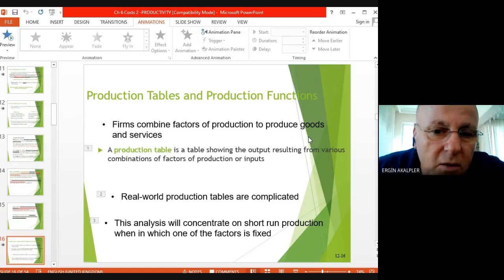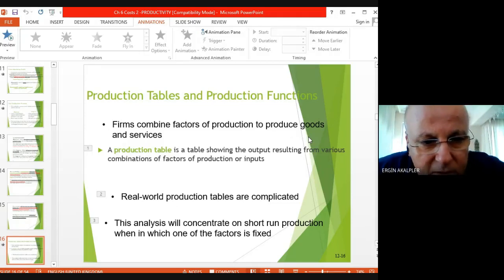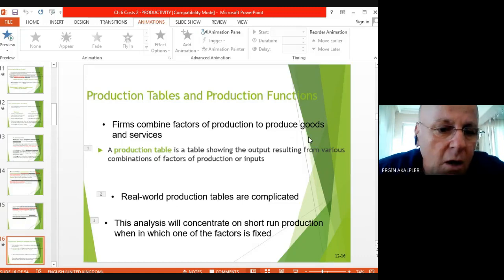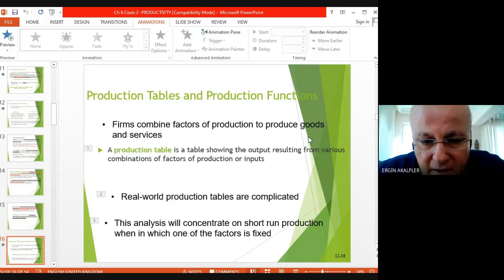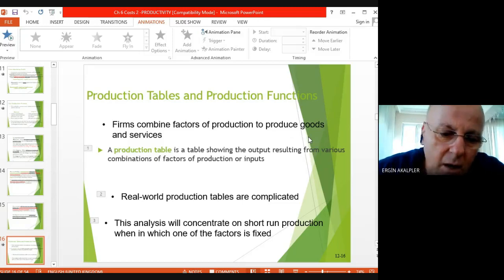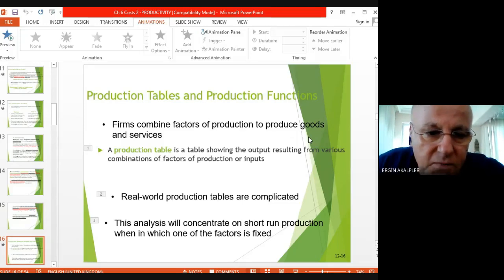The production table and production function are, of course, very important in this direction. Firms combine factors of production to produce goods and services. And a production table, as you understand, is a table showing the output resulting from various combinations of factors of production and inputs. Real world production tables are complicated. It's not as simple as it is given. This analysis will concentrate on short-run production, in which one of the factors is fixed. Due to this, in the short run, it is always expected that some variables are fixed.